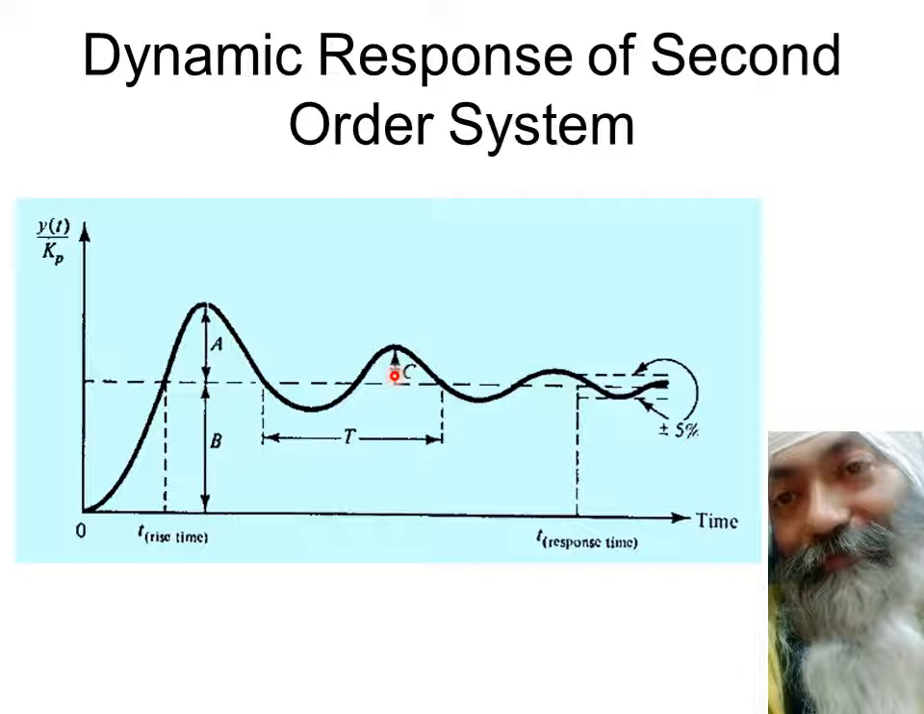Quarter decay means when C upon A is equal to 1 upon 4, it is called quarter decay. Why is it ideal? Because it's a compromised value. We will discuss why it is compromised, because you have to make a compromise between the overshoot and the decay ratio. You want this to decay quickly, but if you want better decay ratios, then we will discuss this later. We'll not touch this subject right now.